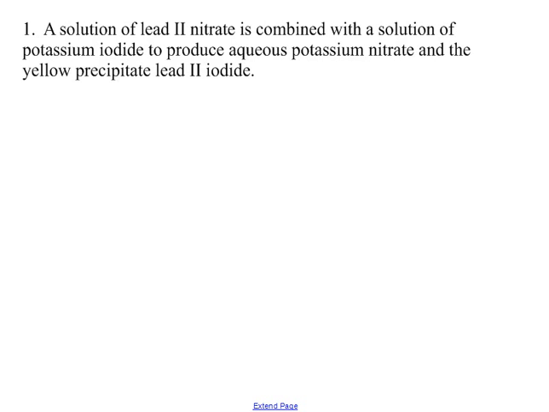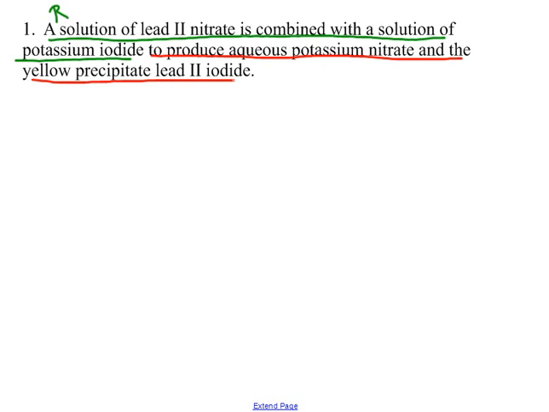It says a solution of lead 2 nitrate is combined with a solution of potassium iodide. Those substances are your reactants. And then I see to produce aqueous potassium nitrate and the yellow precipitate lead 2 iodide. Those are our products. Now, to write the chemical formula for our two reactants, it might be handy to have out your ion charts because we're going to need those in order to crisscross properly.